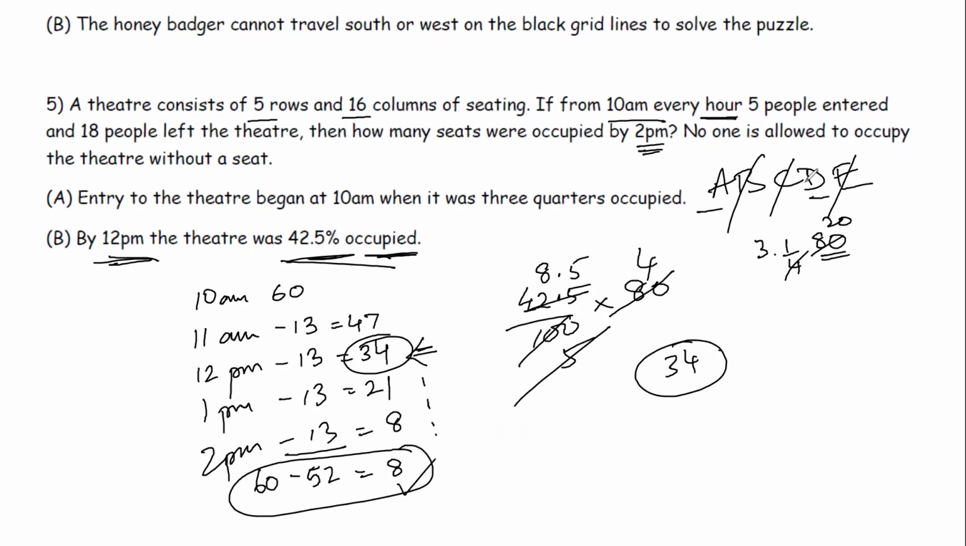So again, A also answers. So therefore D is the answer. The B also answers. Therefore D is the answer. Both A and B individually can answer the question, right?